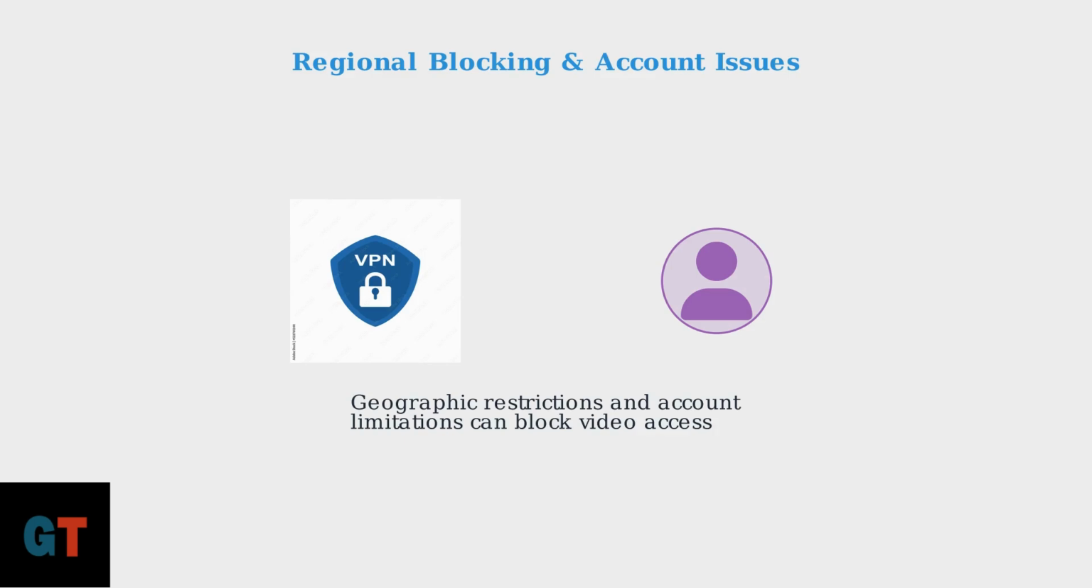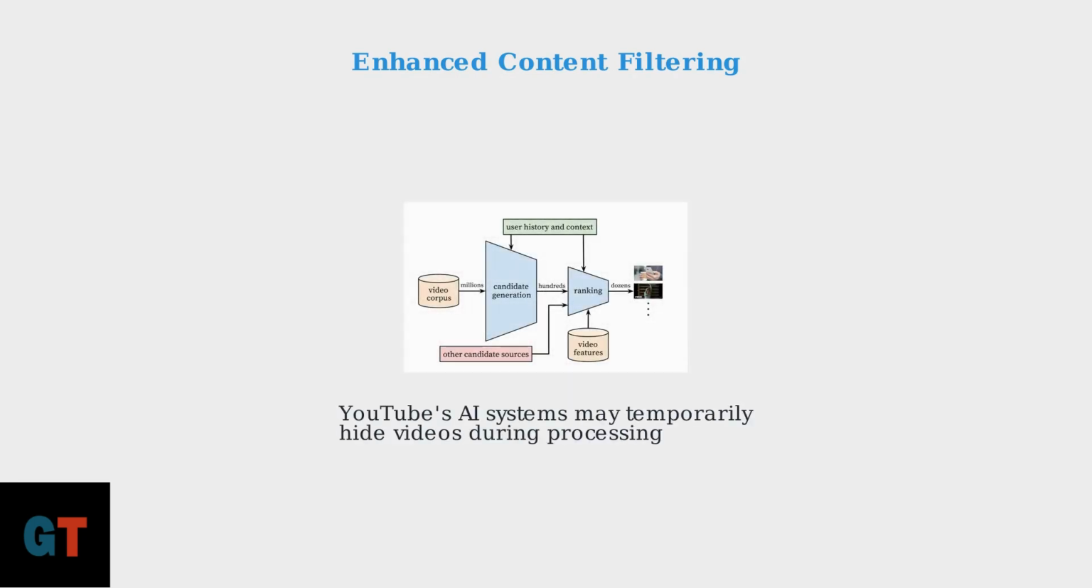Some content may be geo-blocked in your region due to licensing agreements, while account age verification or policy violations can also prevent video viewing. YouTube's enhanced content filtering and algorithm updates in 2025 can also temporarily affect video visibility. The platform's sophisticated AI-driven moderation systems may hide videos during processing, and frequent algorithm changes can impact how videos are discovered and displayed to users.